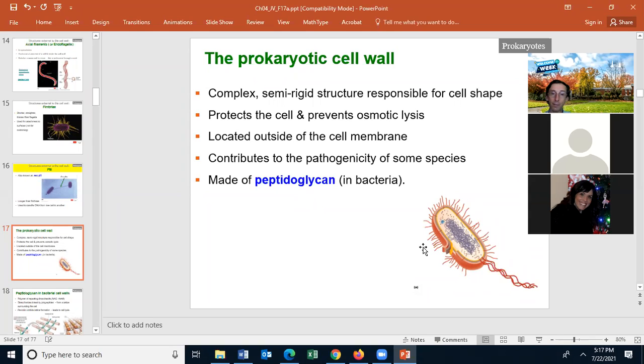The cell wall is mostly made up of peptidoglycan, at least in bacteria. The main molecule of the cell wall of bacteria is peptidoglycan. Any questions about any of that?